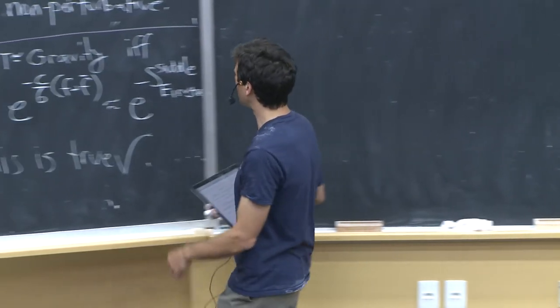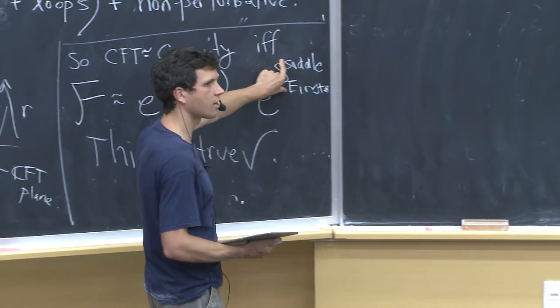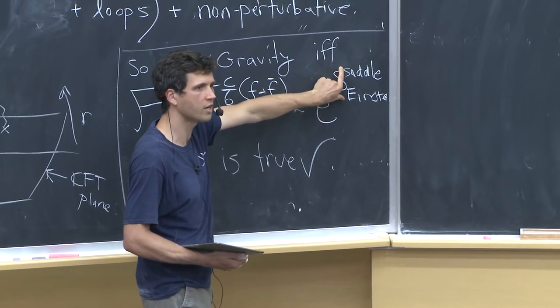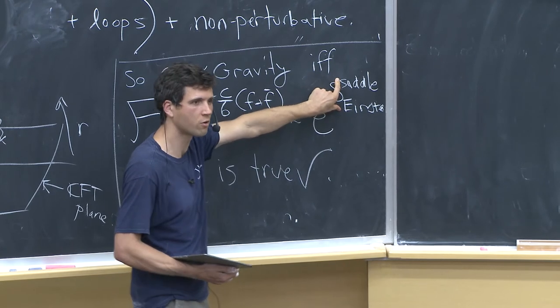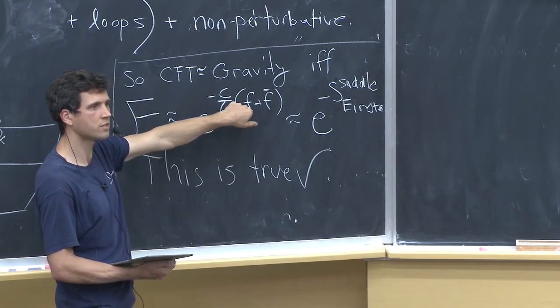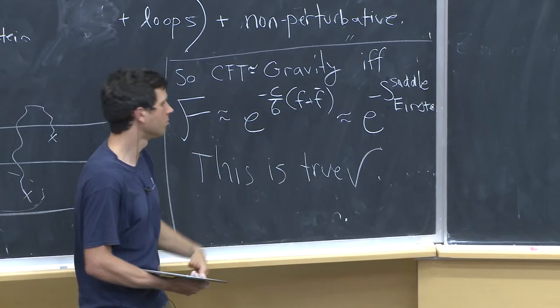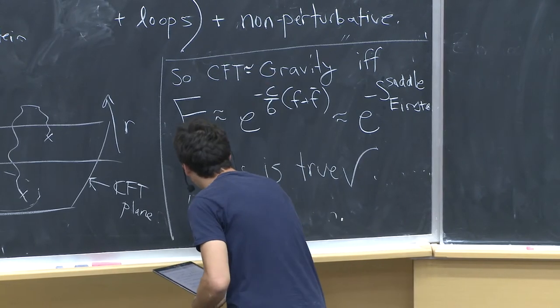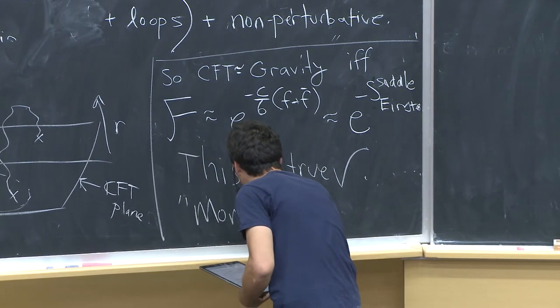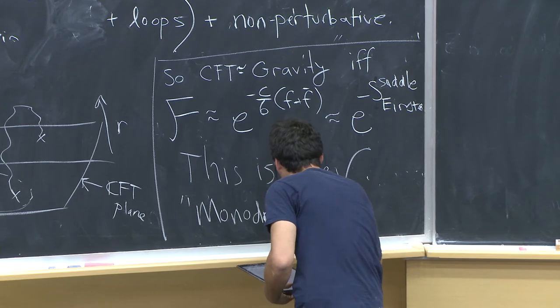These functions are complicated. We can't calculate the Einstein action in closed form on this saddle point. We can't even write the metric in closed form. We can't calculate these Fs in closed form. There's something called the monodromy method, which I also won't have time to talk about.